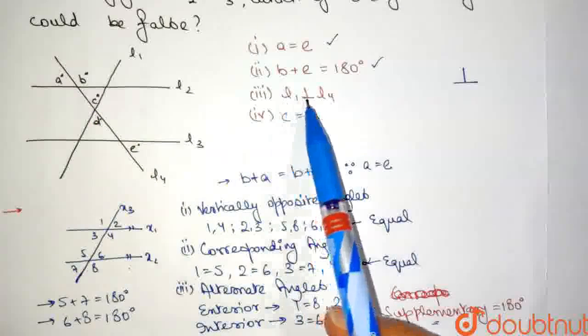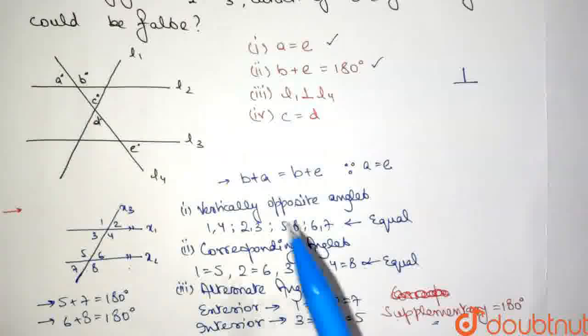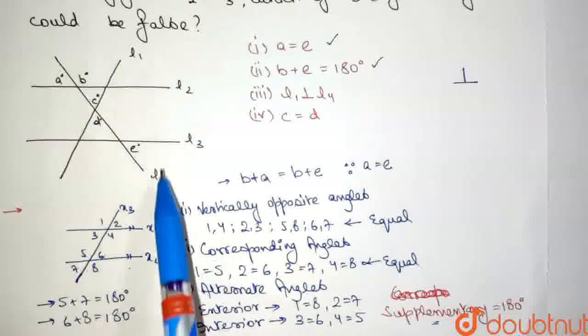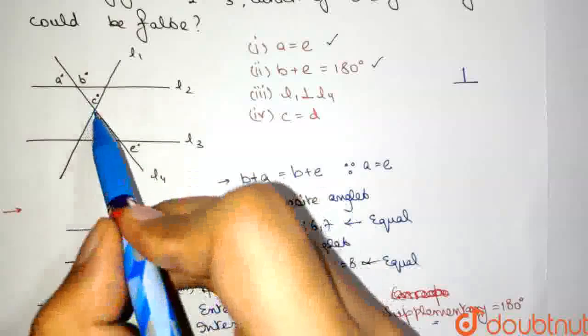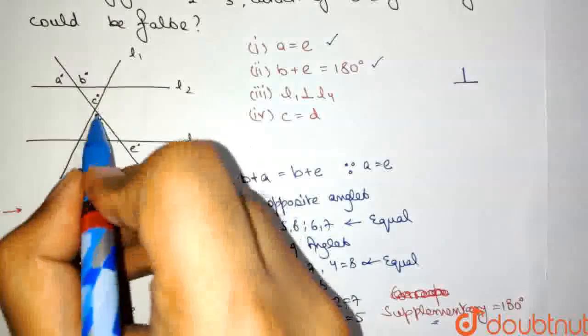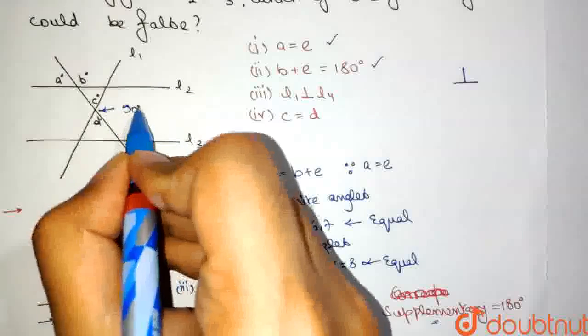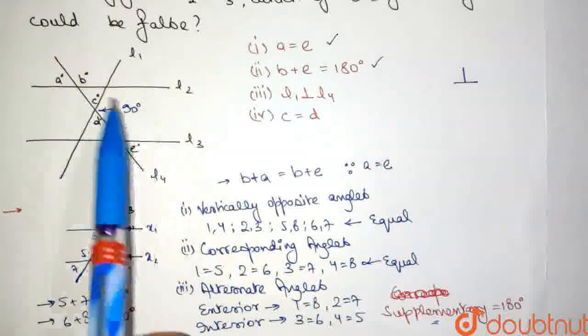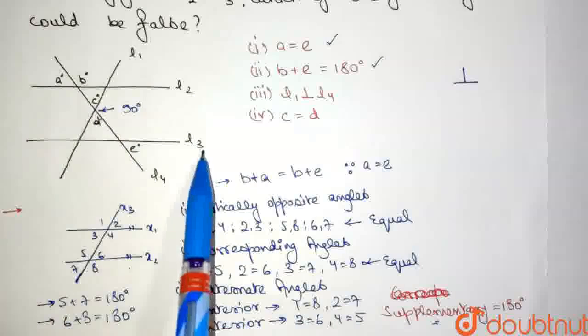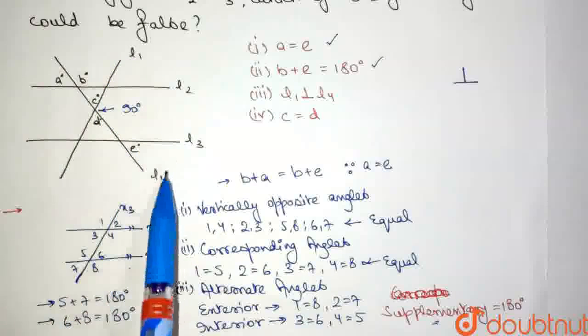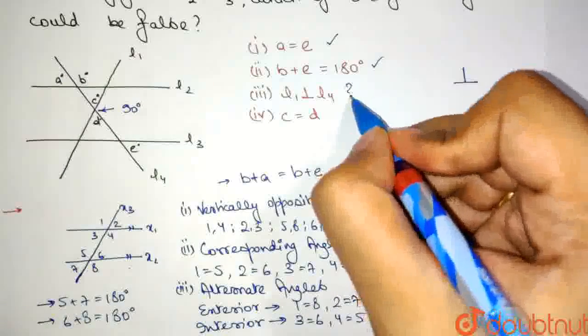But L1 is perpendicular to L4. If L1 is perpendicular to L4, then the angle formed here should be 90 degrees, right? Over here, the angle formed should be 90 degrees. But we cannot say anything about it because L2 is parallel to L3, but we don't have any information about L1 and L4. So we are not sure about this.